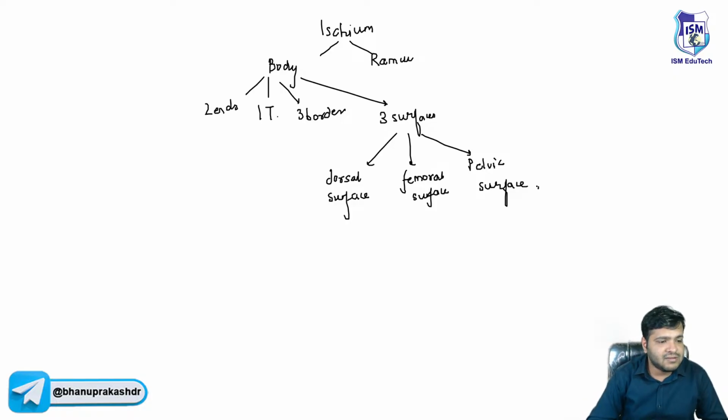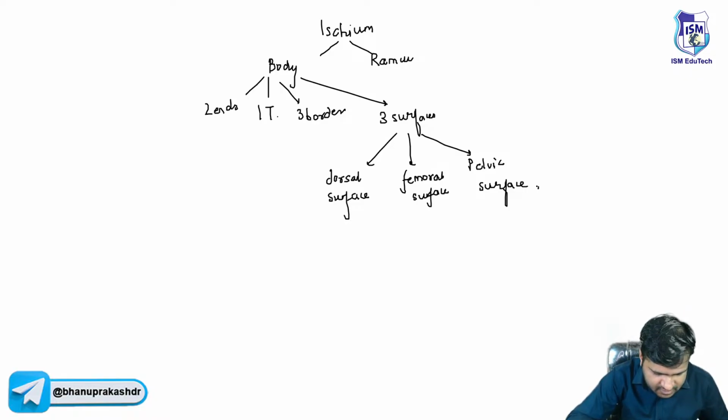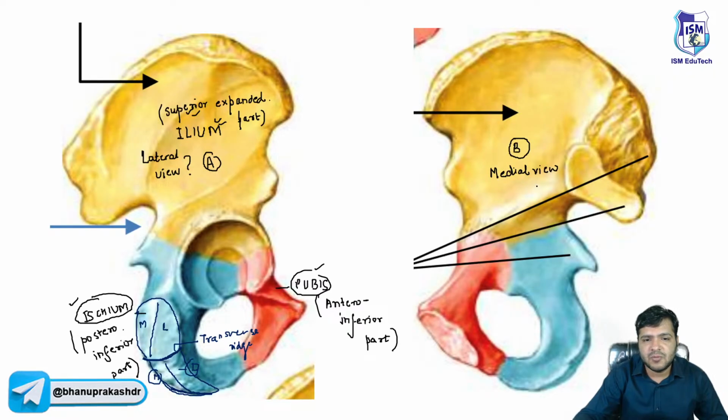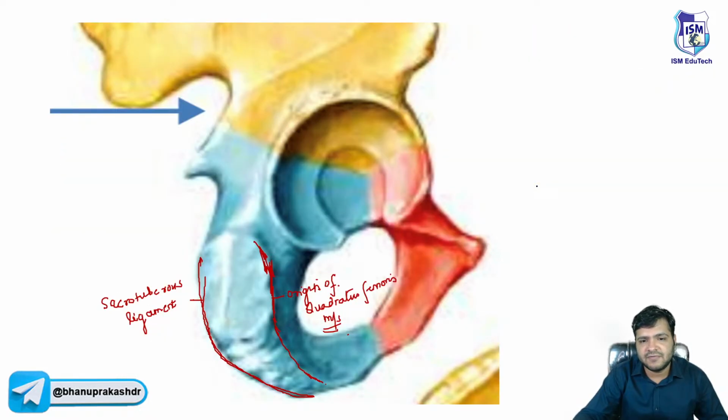Now, when I say dorsal surface, beta, the dorsal surface is the one which continues above. Okay, let me just show to you the femoral surface first.